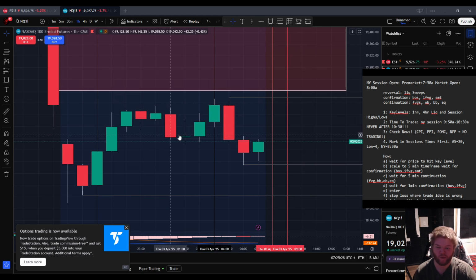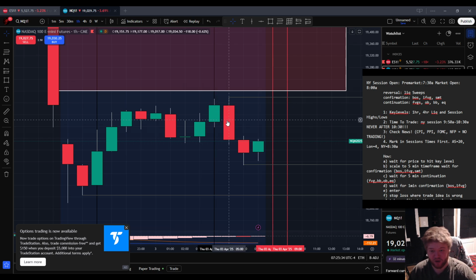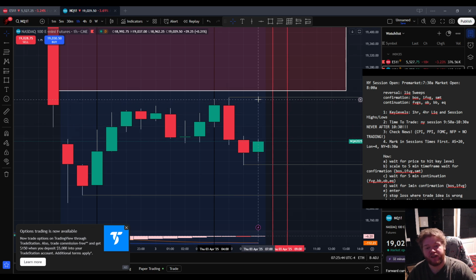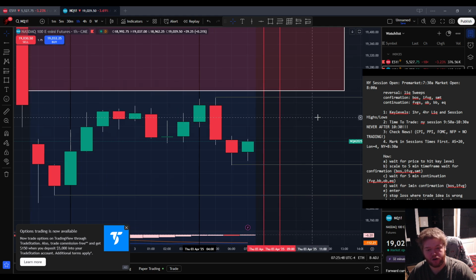Breaker block, price moved higher, swept this high. That sweep says reversal, reversal moving down. We have a fair value gap. If it's inverted, closed above, price is going to continue moving down. In the event it is not closed above, I'm expecting price to continue moving higher.